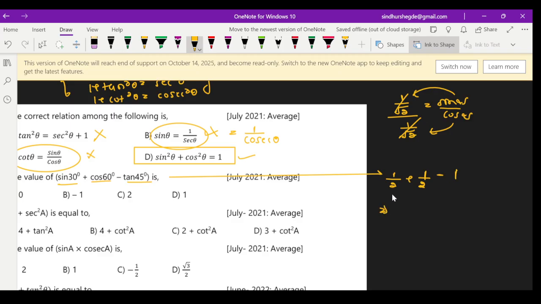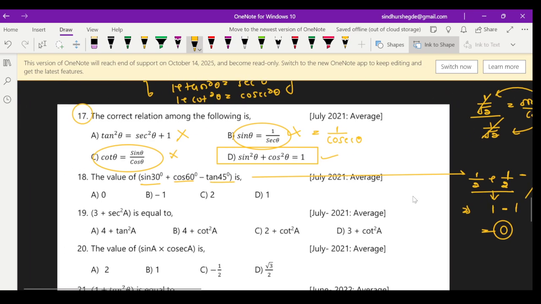So 1 by 2 plus 1 by 2, half plus half, is 1, minus 1. So we are getting the answer 0. If you subtract 1 from 1, you will get 0. So option A is the correct answer.